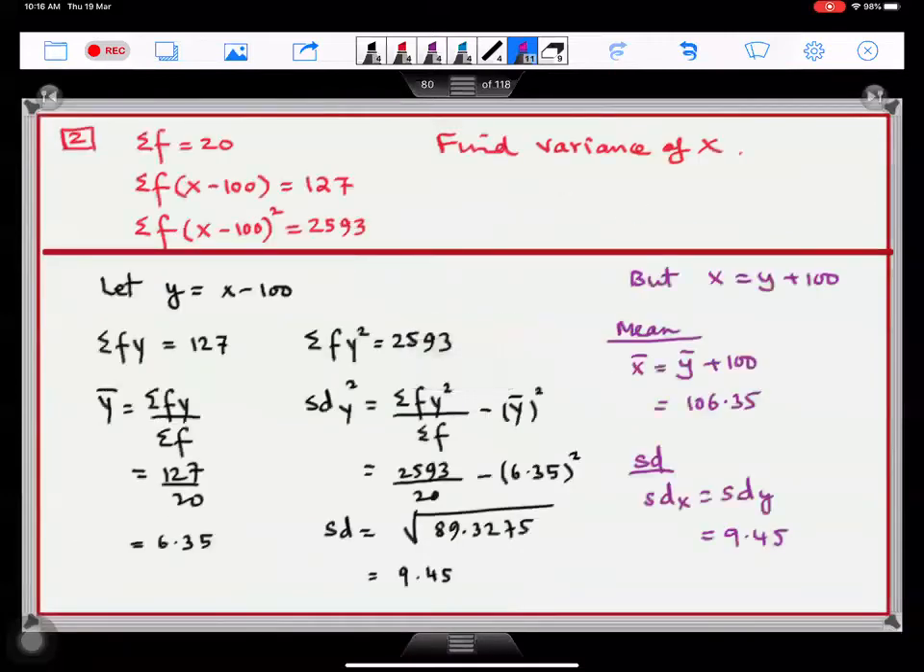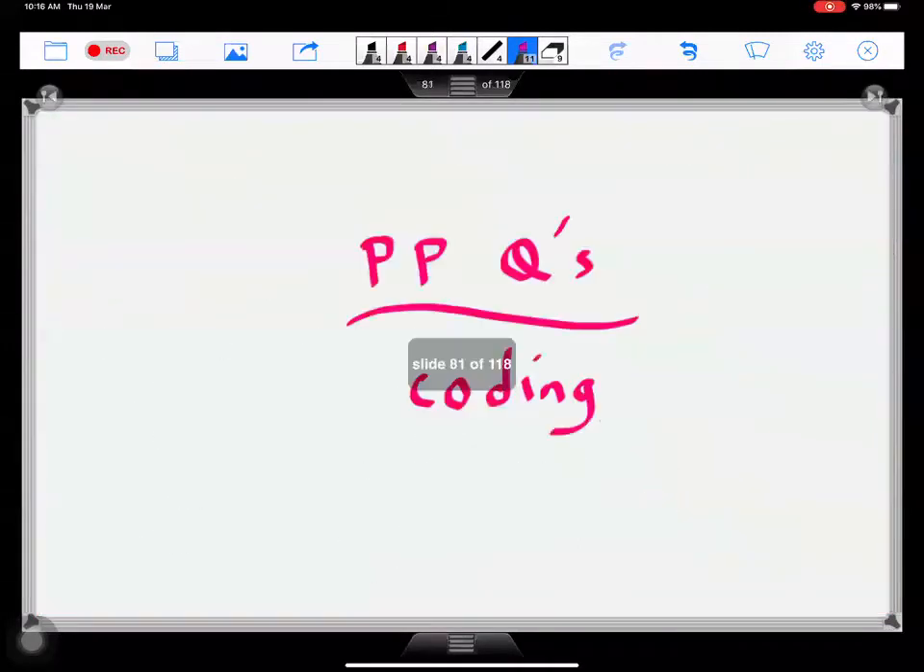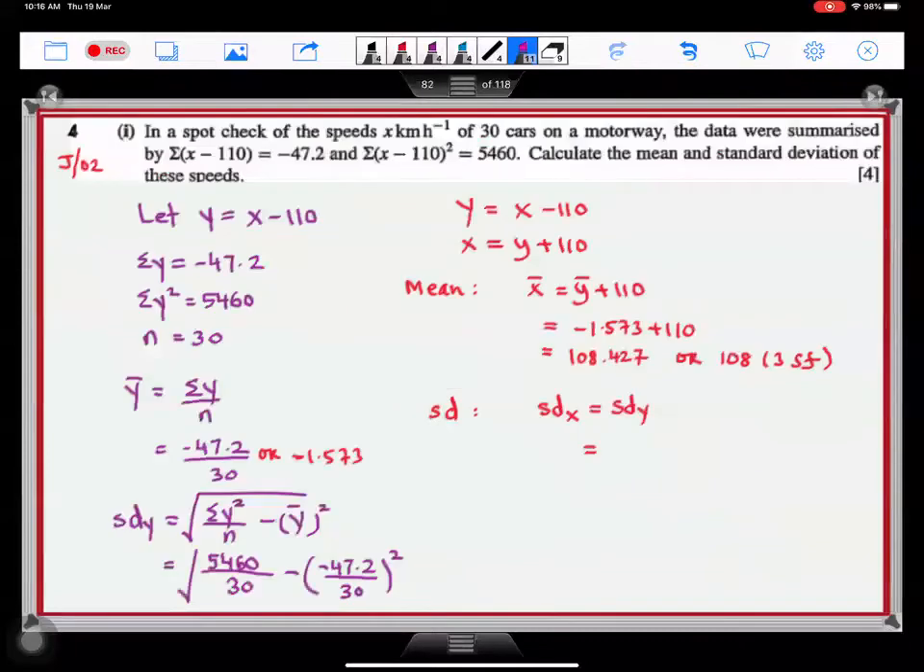In this scenario, since there is an f attached, that means the data is in the form of frequency distribution. Those formulas would be valid. What is y in this case? x minus 100. You calculate y bar, you calculate standard deviation for variable y, x bar would be increased by 100, and standard deviation for x would be the same as standard deviation for y. This is the basic concept that we are revising. Then we went to past paper questions.